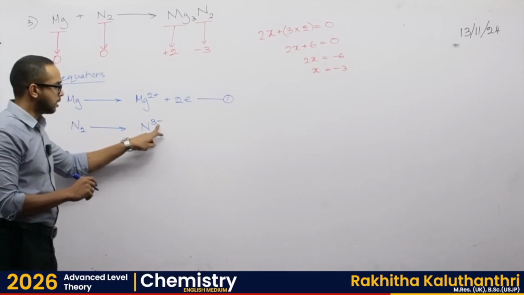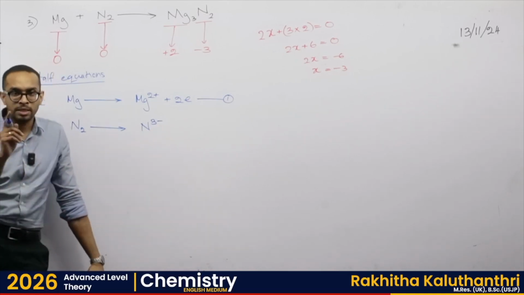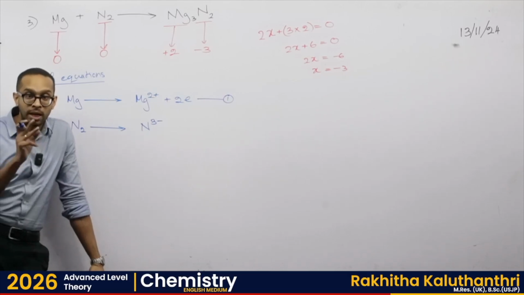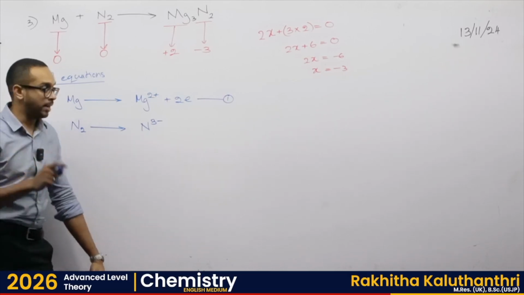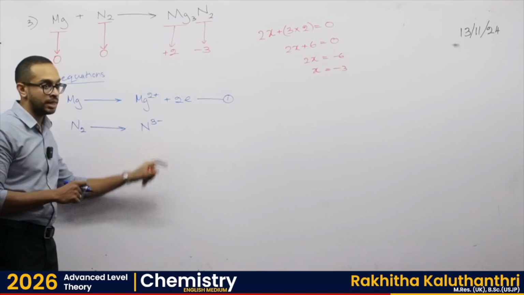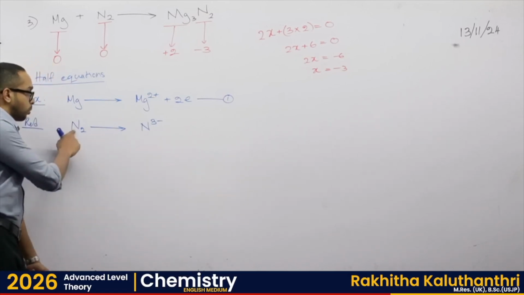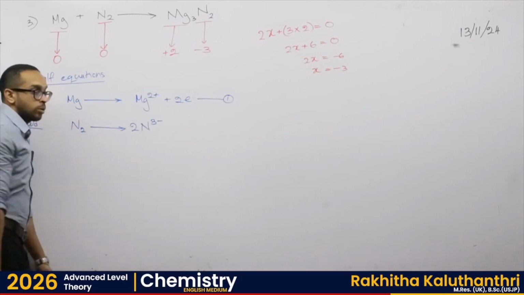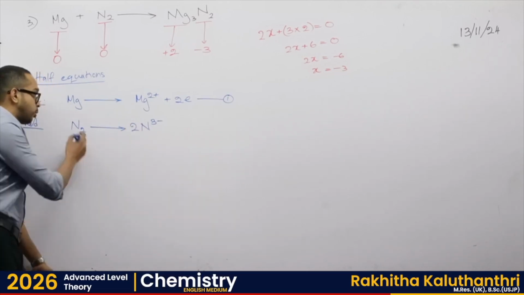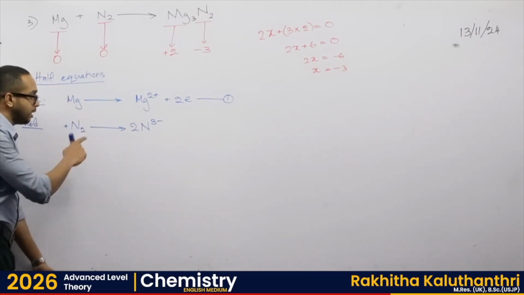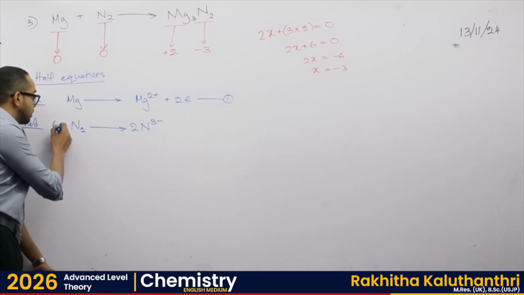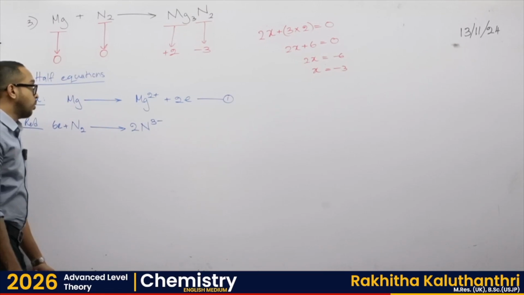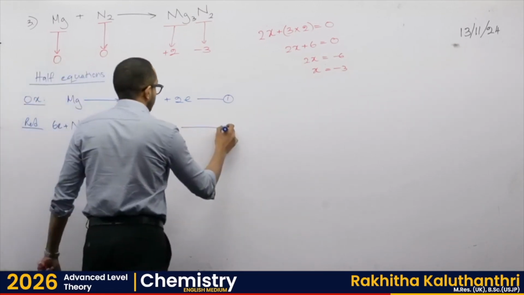So nitrogen has 3 negative charge. That means the nitrogen atom has gained 3 additional electrons. One single atom has gained 3 electrons to form a nitride ion like this. There are 2 nitrogen atoms. That means how many nitride ions do we form? 2 of these. How many electrons should we gain? Each gains 3. There are 2, so therefore 6. Is that clear? So now this is reaction number 2.